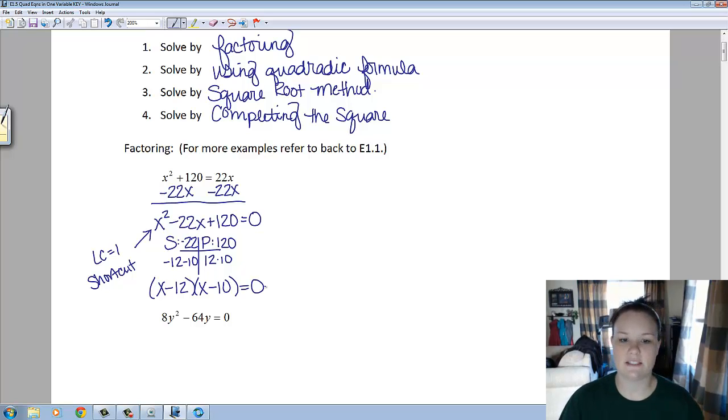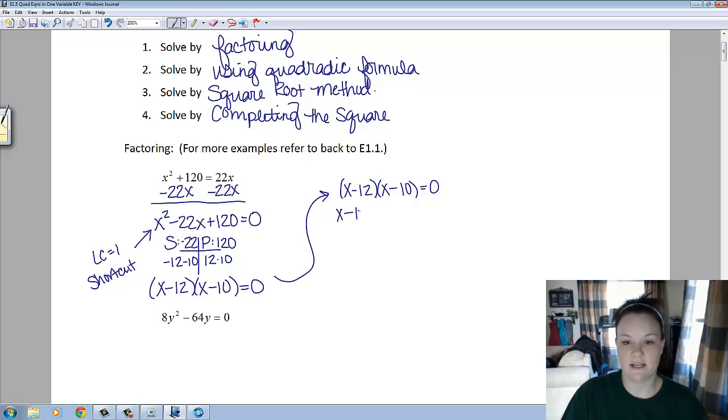Now we just need to go ahead and solve. Once we have factored quantities being multiplied to equal 0, the way that we solve it is by just setting each factor equal to 0. So this means that x minus 12 equals 0 or x minus 10 equals 0. And then I solve each.